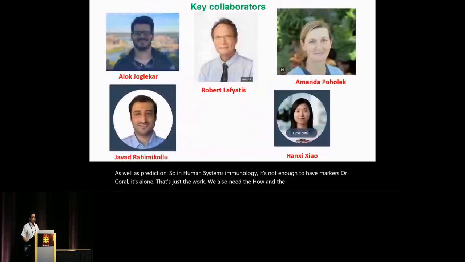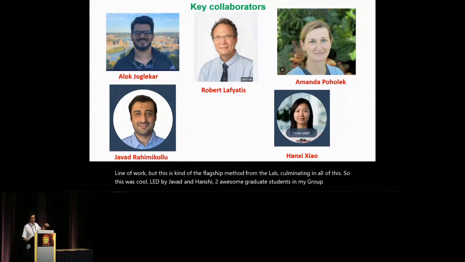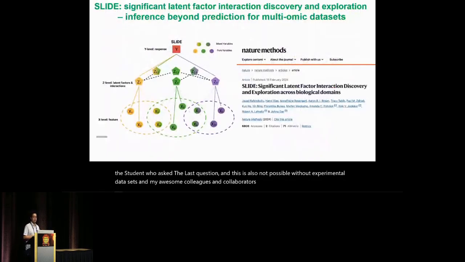So to do this, we came up with this latent factor method, and this was a product of quite a long line of work, but this is kind of the flagship method from the lab culminating in all of this. This was co-led by Javad and Hanshi, 2 awesome graduate students in my group. Javad is the student who asked the last question, and this is also not possible without experimental data sets and my awesome colleagues and collaborators, Alok, Bob, and Amanda. This is something we published earlier this year in Nature Methods.